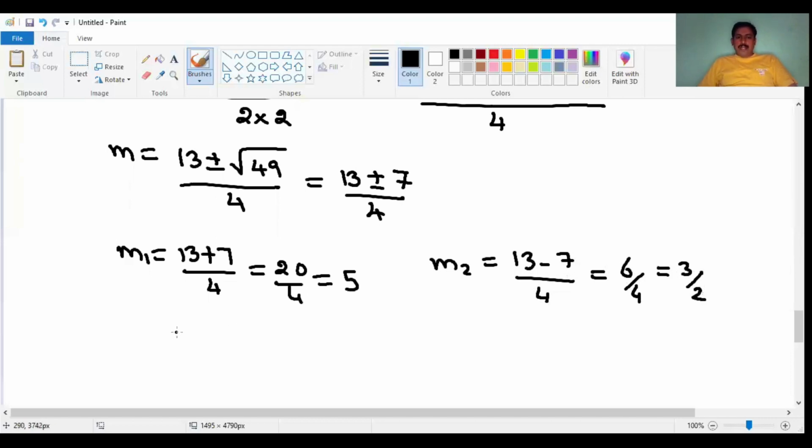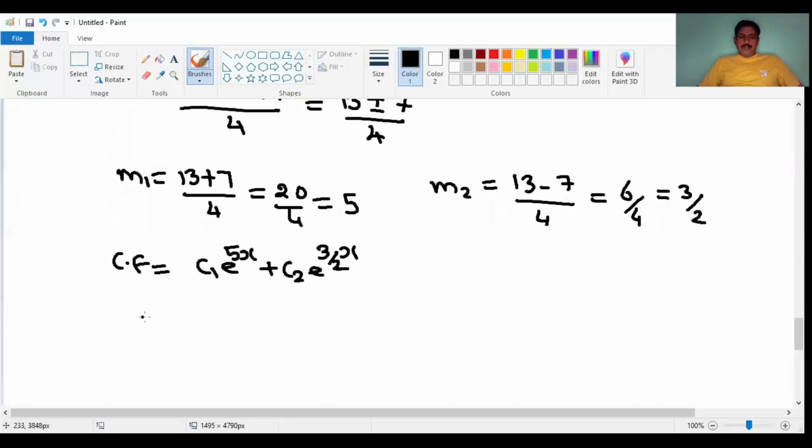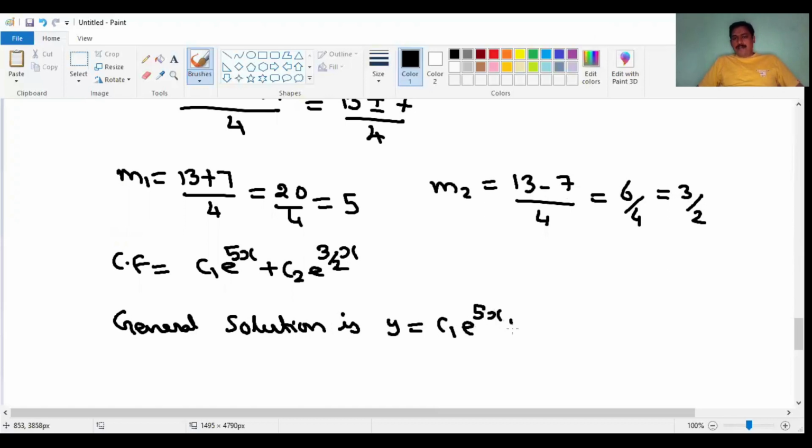So the two roots are real and different. We can write our complementary function as c1 e power first root into x, plus c2 e power second root, which is 3 by 2, into x. These are the required complementary function. Since it is a homogeneous equation, there is no right hand side. Therefore, your particular integral is 0. The general solution is y equal to c1 e^(5x) plus c2 e^(3x/2), which is the required answer.